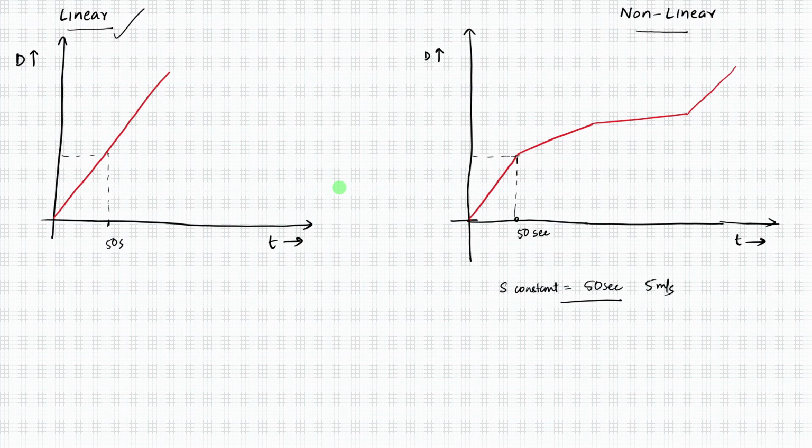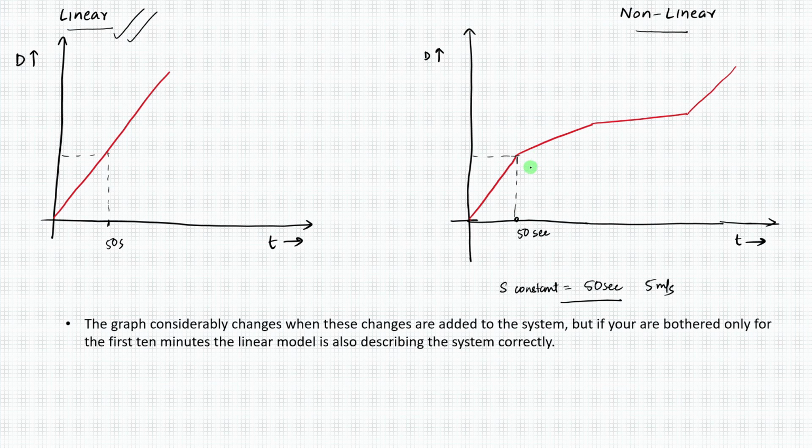So if you want to do your analysis only for the first 50 seconds, you can also use the linear graph. There is going to be no compromise on accuracy. But of course, if you want to do it for say 150 seconds and you use the linear graph, it will give you a wrong result. For that, you will have to use a non-linear one. So that is the point I am going to make here.